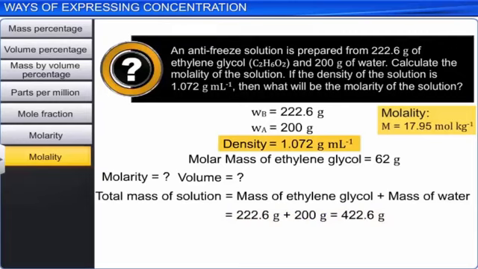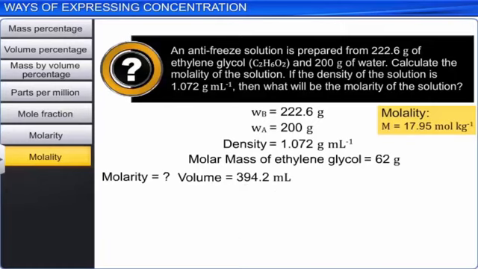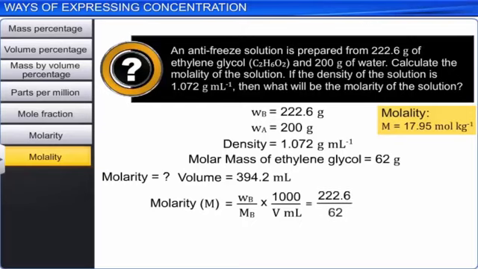Density is equal to mass per unit volume, and thus V is equal to 422.6 grams divided by 1.072 grams per milliliter, or V is equal to 394.2 milliliter. Now substitute this value of V in the expression for molarity. Therefore, M is equal to 222.6 divided by 62, multiplied by 1000 divided by 394.2. On solving, we get M is equal to 9.1 moles per liter.